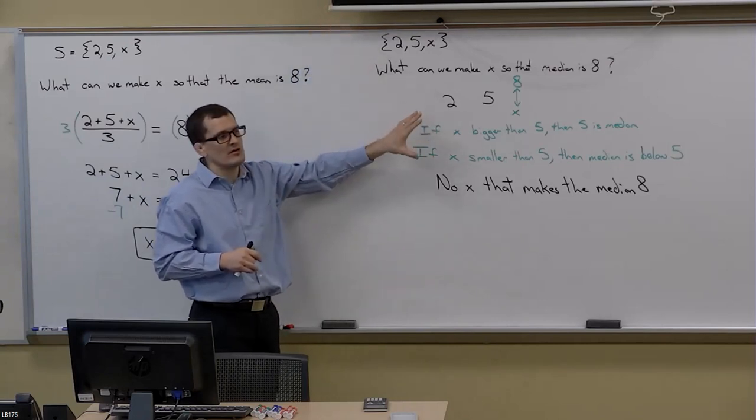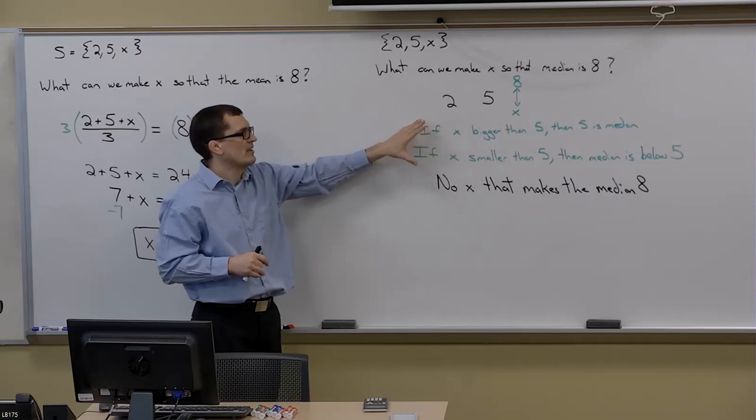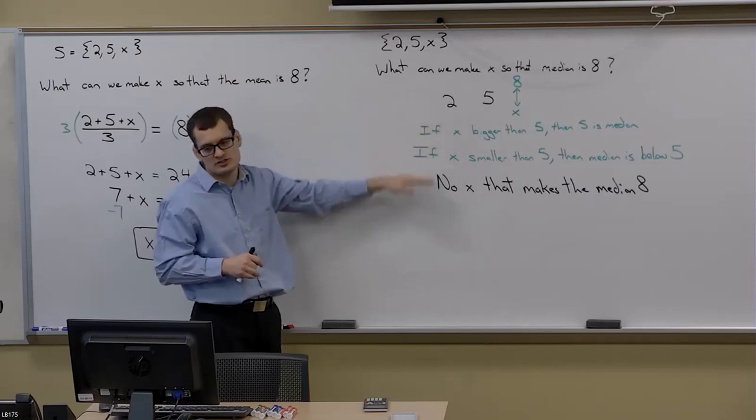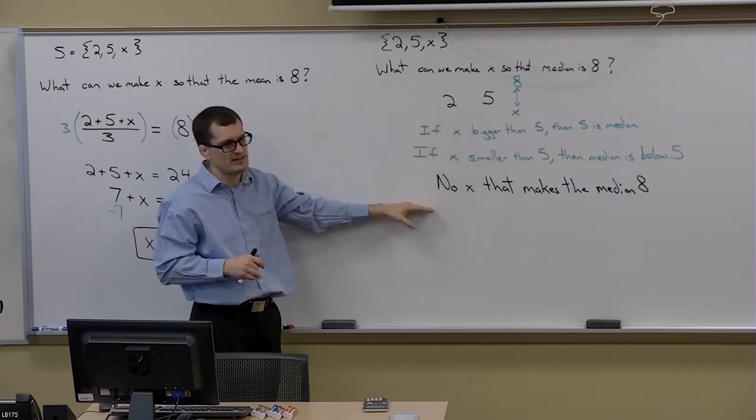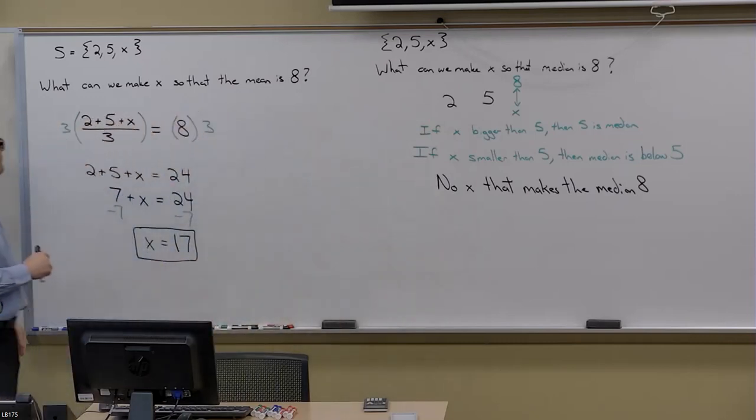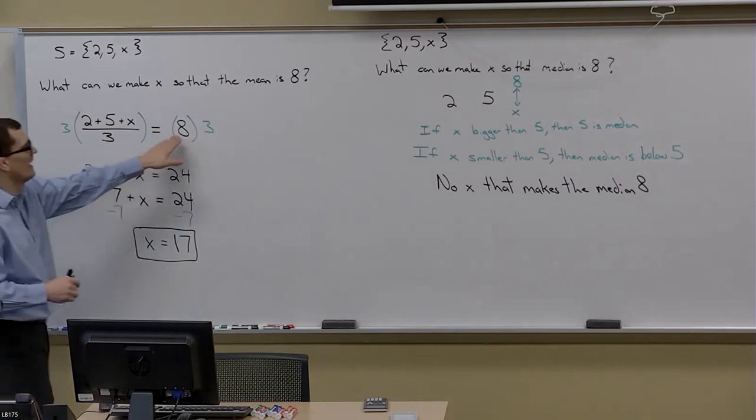Just so that we know, numerically, there are certain scenarios in which it's impossible to get a median. However, with averages, we can always solve this equation. We might get some pretty big x's or some pretty small x's. You might get negative numbers for your x's, but you can always solve that equation for your x, no matter what average you're given.